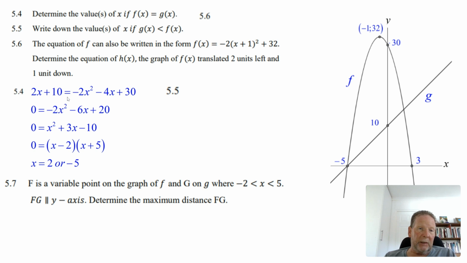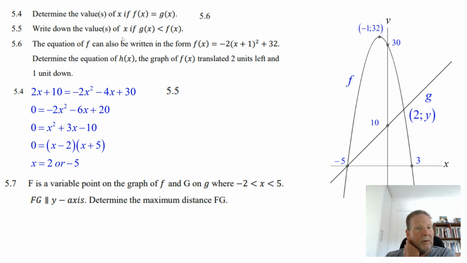Well, there's your g, there's your function f. Then you take away 2x, you take away 10, you divide everything by -2, and you'll get x squared plus 3x minus 10. You just factor it, and you get your two answers, 2 and -5. Well, we're looking at -5. I'm glad that was one of the answers. And 3.